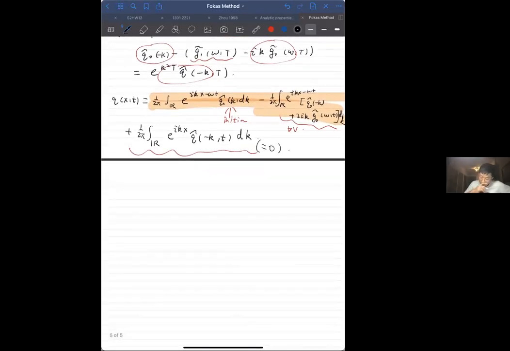So let's see why the last integral is 0. So what is q hat minus k t?